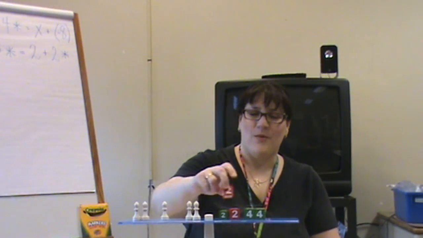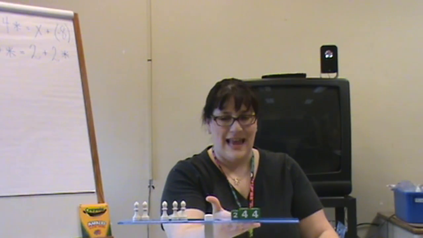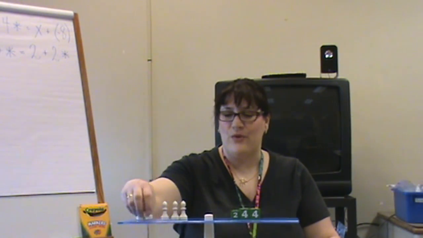Now what can I take away, Vanessa? I can take away the positive 2 from each side, and that leaves me with 5 stars equals negative 10. What does each star equal? Negative 2. So star equals negative 2 on that setup.